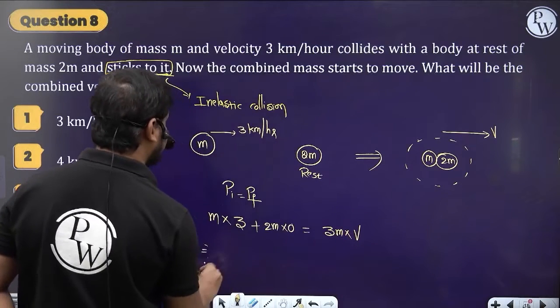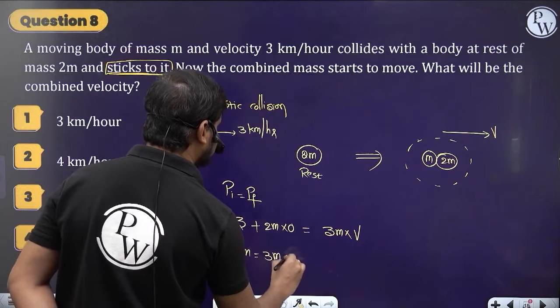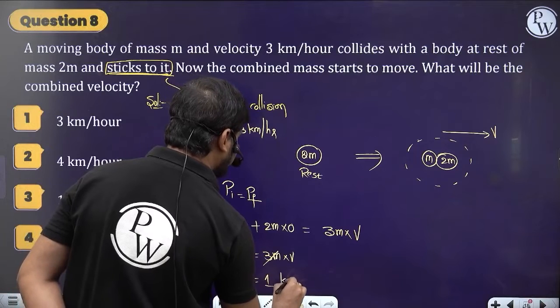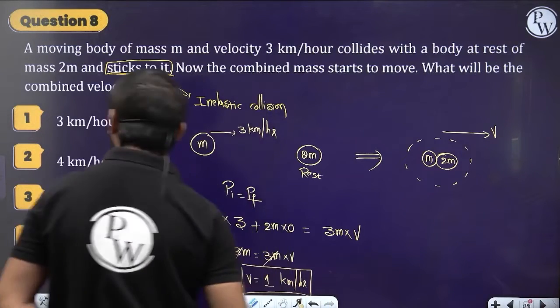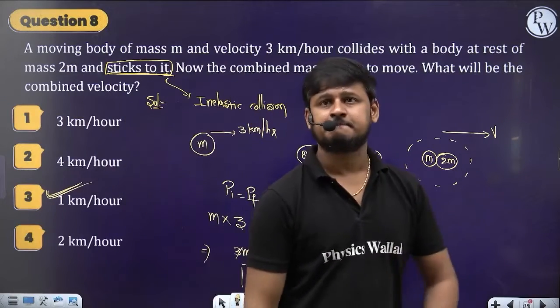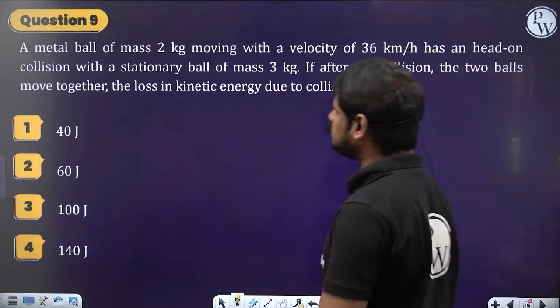So from here, this is 0. 3m is equal to 3m into v. So 3m cancels, and v is equal to 1 kilometer per hour. So we get velocity v equal to 1 kilometer per hour. Option 3 is the correct one, guys. Understood? Clear? Let's move further.